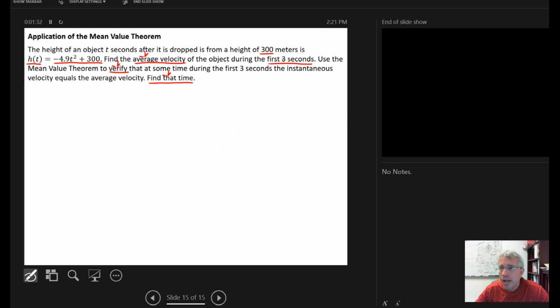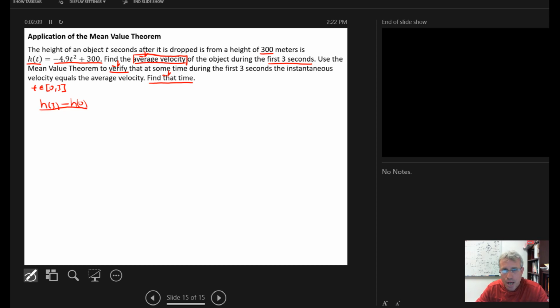So first thing to recognize is that if you're working over the first 3 seconds, you're really letting time run over the closed interval from 0 to 3. So if we're calculating the average velocity of the object during the first 3 seconds, we want to find the average velocity over this closed time interval. And the average velocity is just going to be the height at 3 seconds minus the height at 0 seconds. We evaluate the height at the interval endpoints and take that difference.